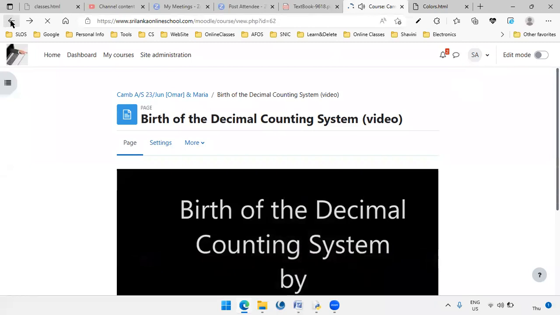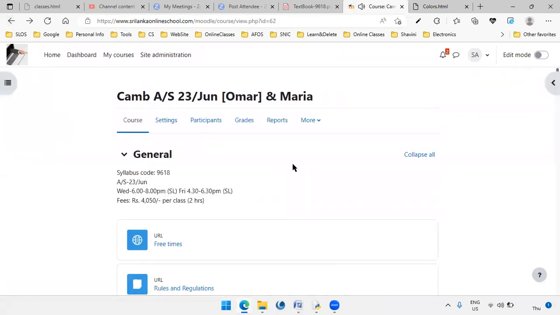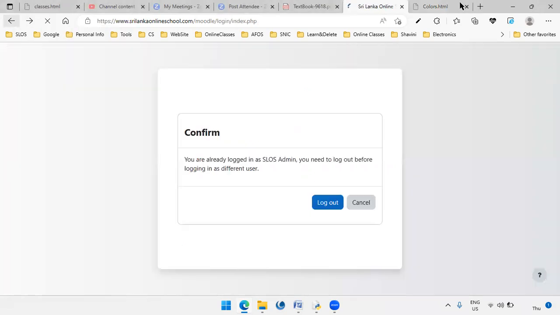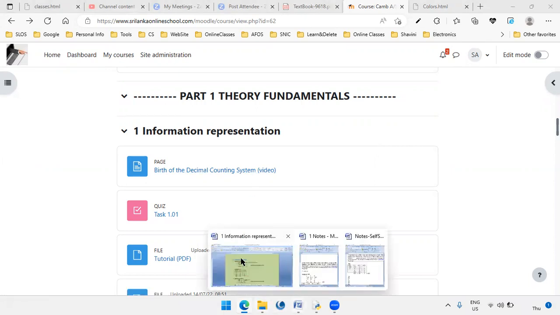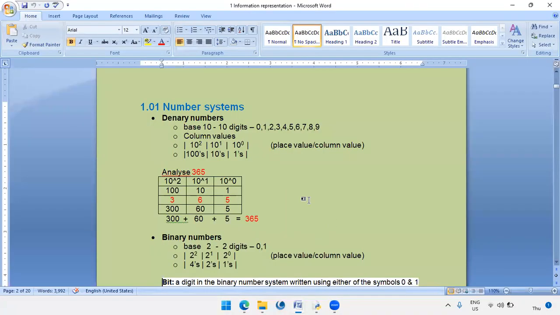Do you agree with this? Binary system works. So let's get back to our lesson here.